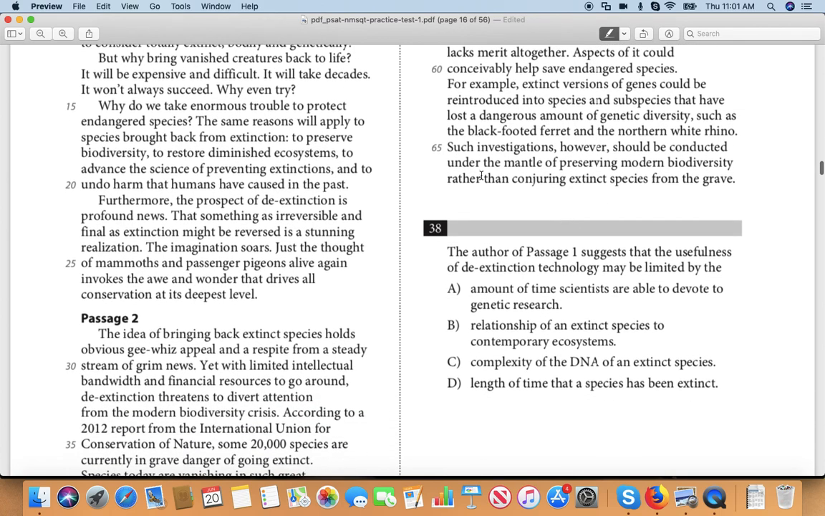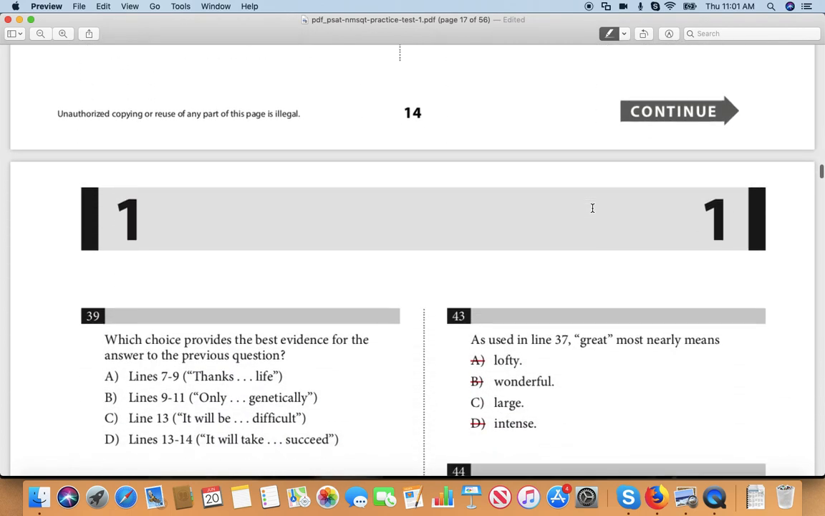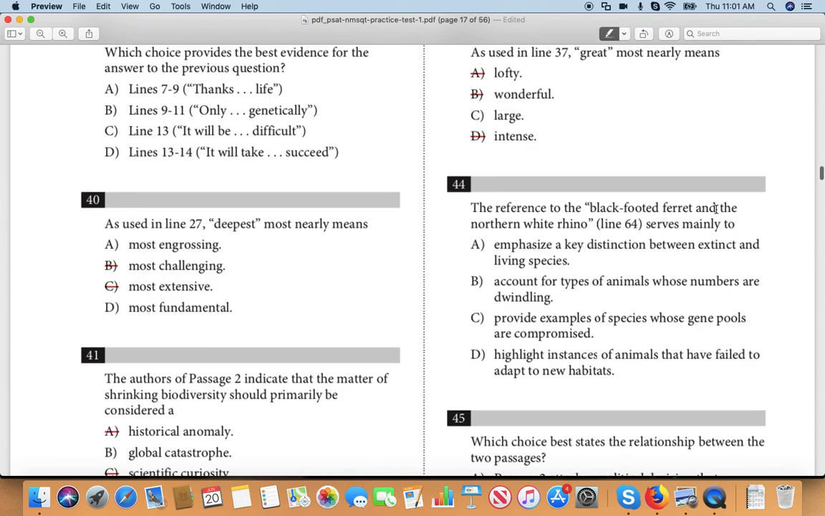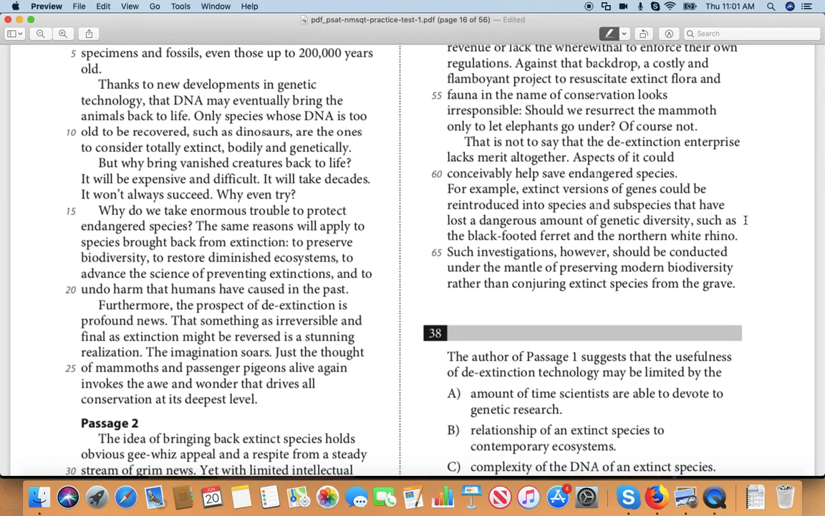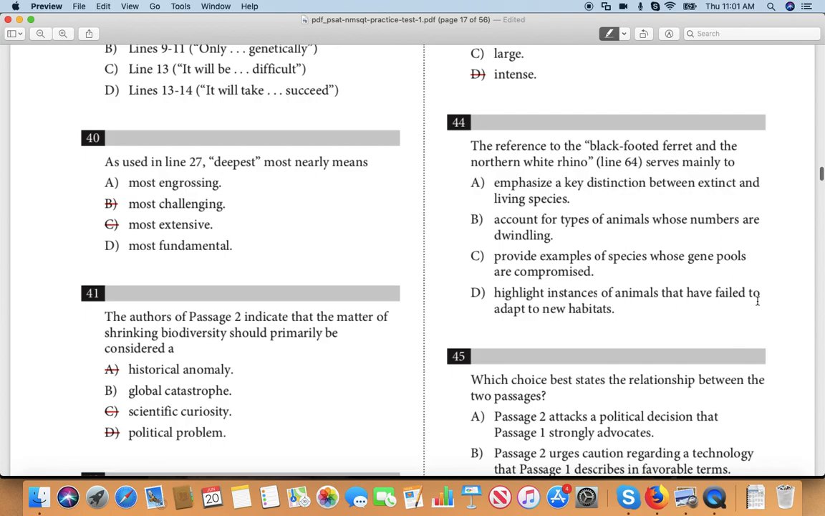Okay. Maybe a little bit after that. Such investigations, however, should be conducted under the mantle of preserving modern biodiversity rather than conjuring extinct species from the grave. Okay. So the reference to the black-footed ferret, don't even look at the answer choices right now. Just read the focus on the question. The reference to the black-footed ferret and the northern white rhino mainly serve to do what? Can you tell me? To provide an example of two species and subspecies, two subspecies that have lost a large amount of genetic diversity. Large amounts of genetic diversity. Yeah, interesting. Okay, I agree completely.